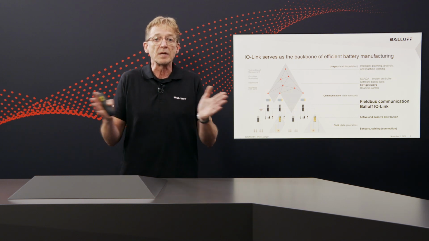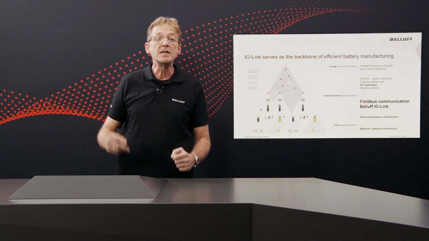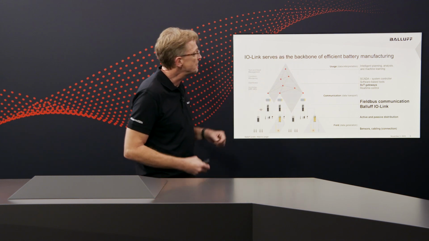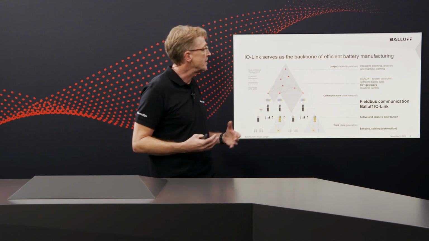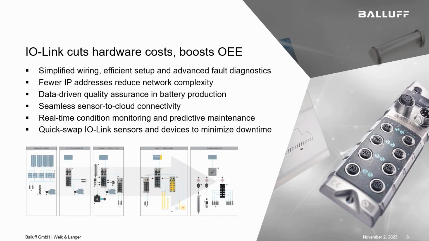And with IO-Link we can transport this additional information to another level, to the IT level, for example, which is connected here, to get intelligent planning, analysis, and also to support machine learning. So that means that IO-Link cuts hardware costs, because we don't need additional components anymore to create this additional information. We can do it in the same sensor at the end. And this simplifies the wiring at the end. That is something we learned already in one of the first sessions we had.